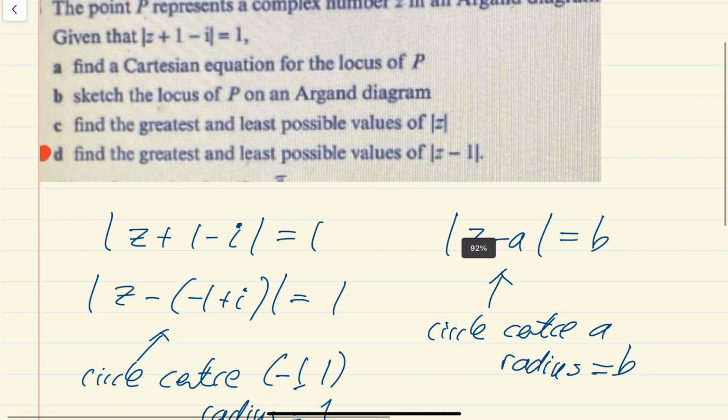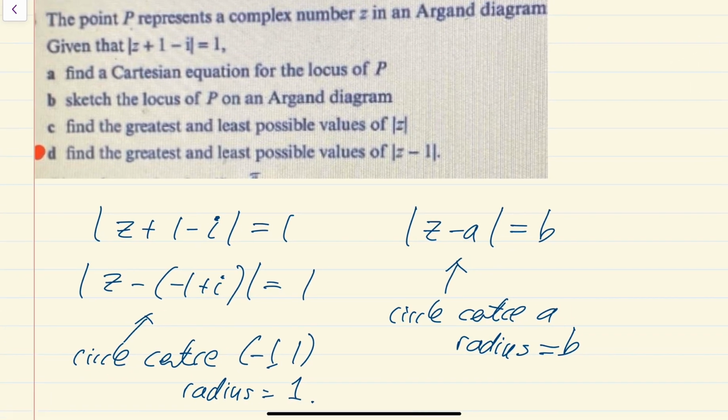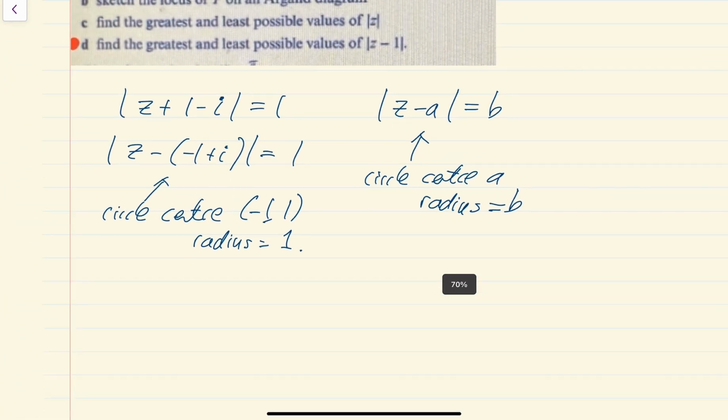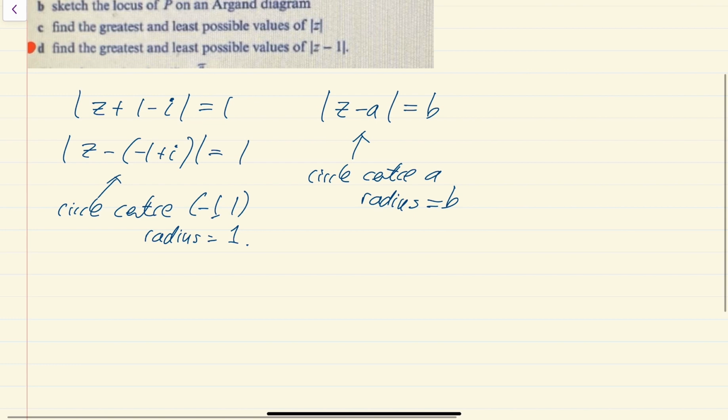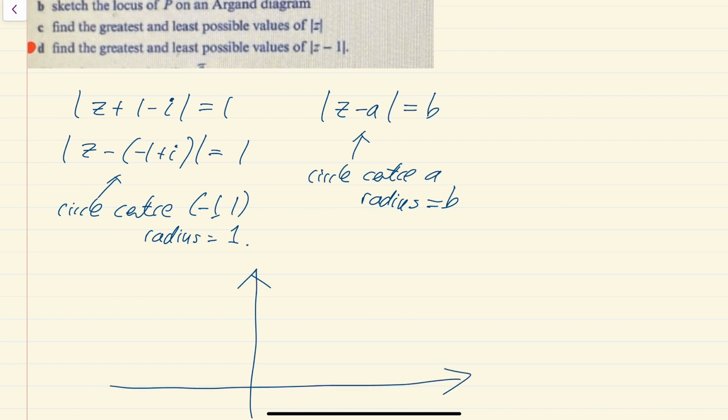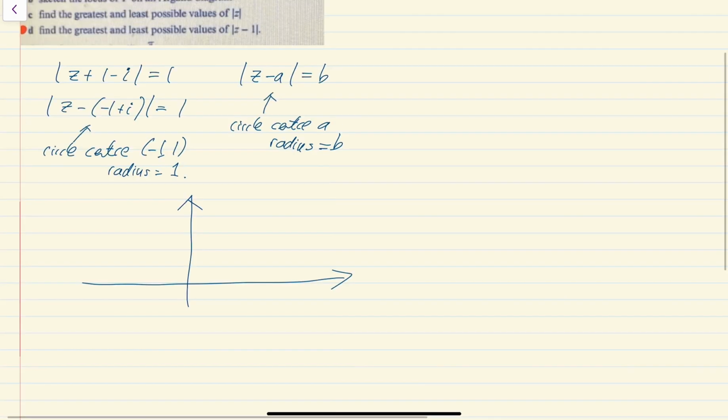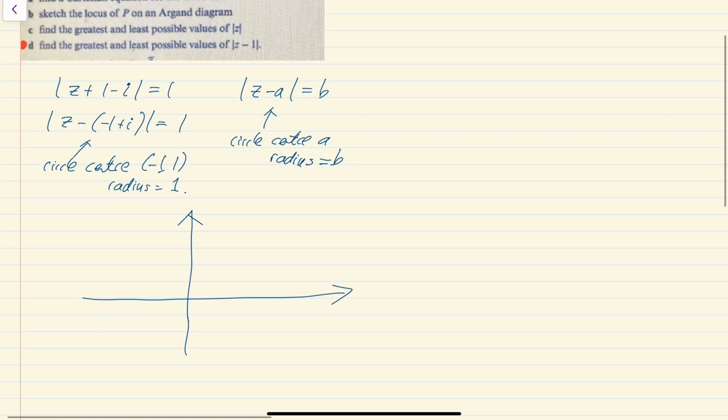Now, we're only doing part D of this. It says find the greatest and least possible values of modulus of z minus 1. So before we do this, we want to do a sketch of this original circle. So do a half decent sketch. You've got your real axis and your imaginary axis. The center is minus 1, 1, so minus 1, 1 very roughly here.